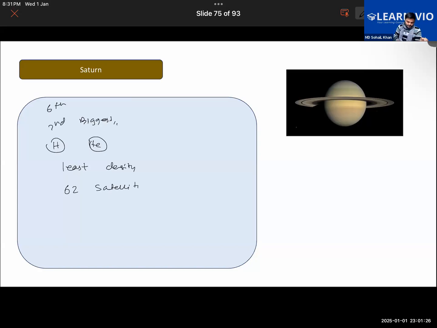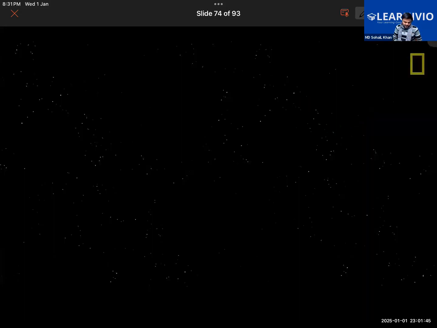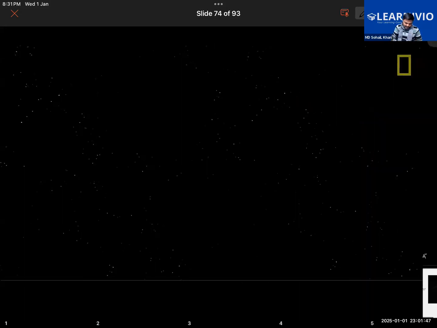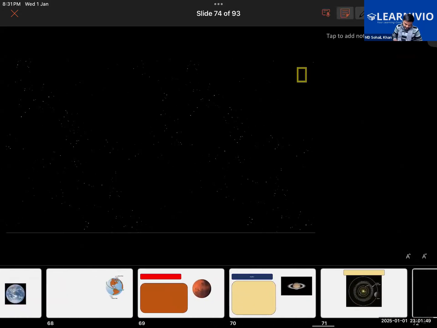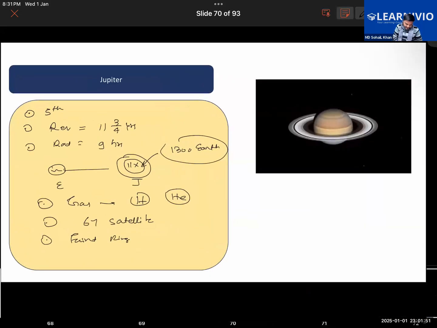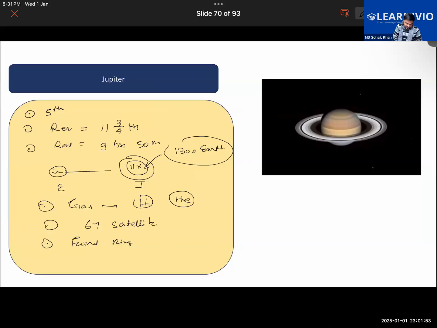Talking about rotation and revolution. The time taken by this to do revolution is about 29 and a half years. And about the rotation, it takes about just 10 hours. By the way, just one correction: in the case of Jupiter, it is about 9 hours and 50 minutes. Okay, 9 hours and 50 minutes is the time taken for it to do rotation.